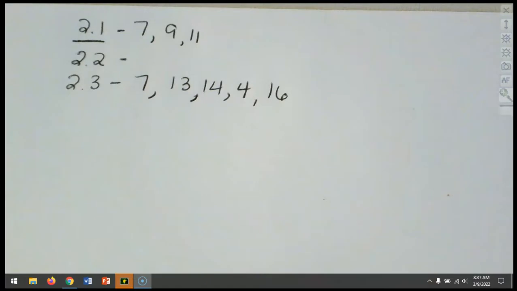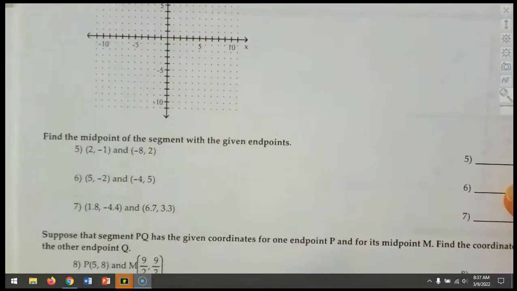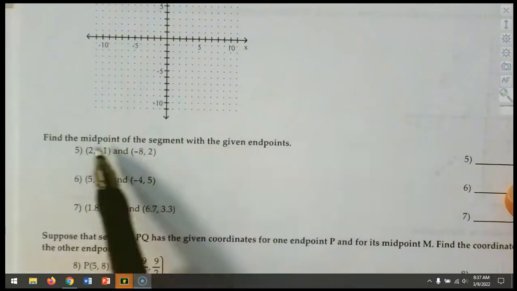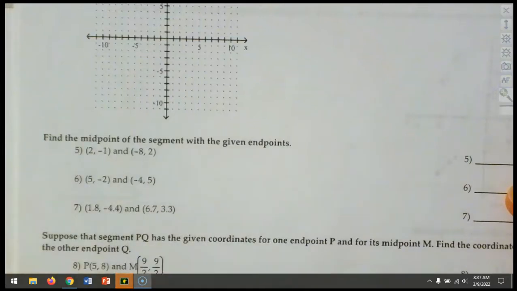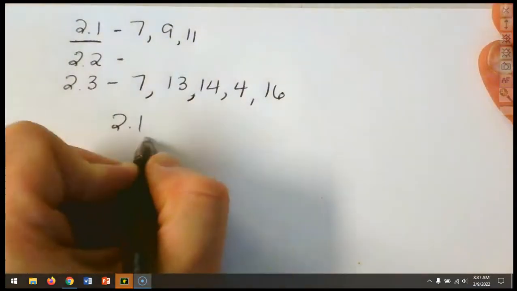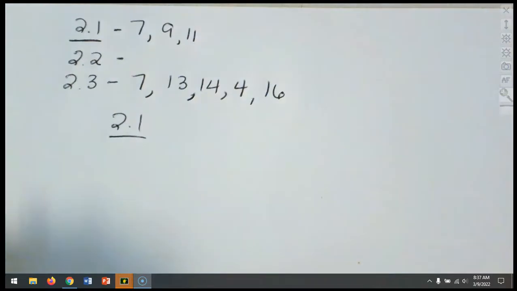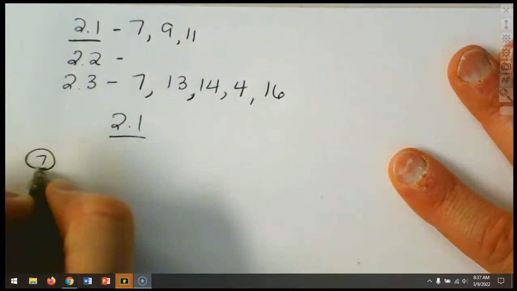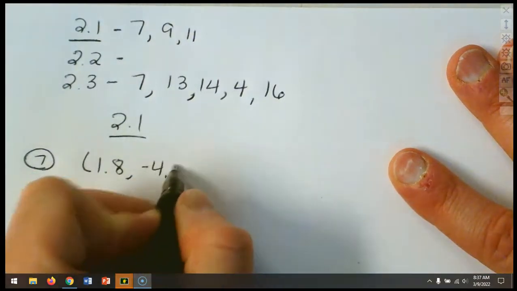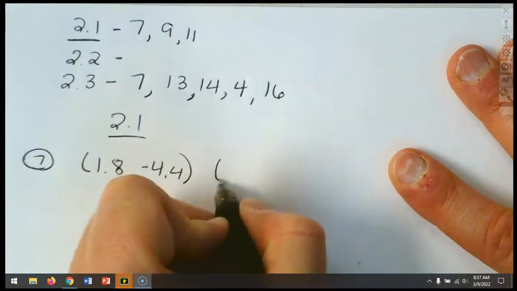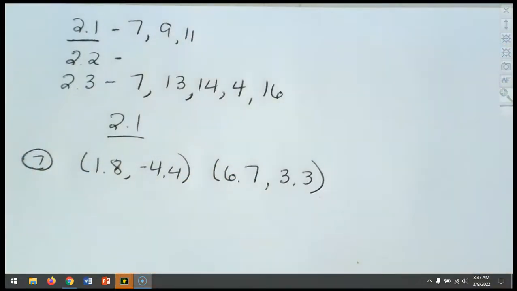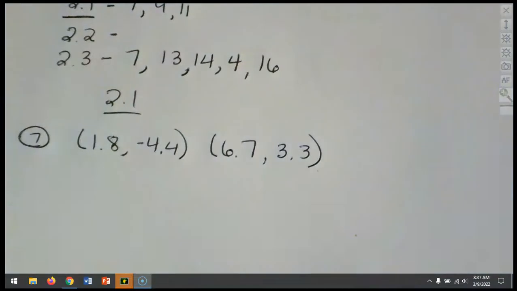Question 7, I believe, is finding the midpoint. All right, so question 7, we want to find the midpoint. They give you 2 points, which are decimals in this case, 1.8 and minus 4.4, and 6.7 and 3.3. So what we want to first identify is what we need to do.